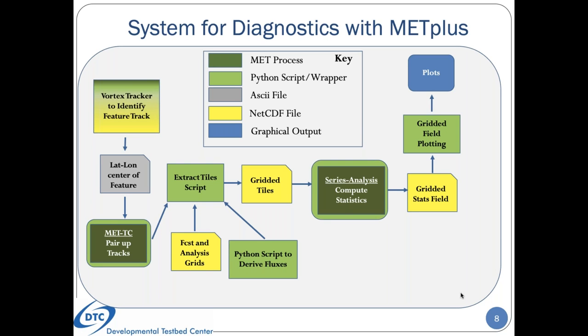So I want to take a moment to go through this flowchart and go over what's going on here. This is how the use case is set up and how it flows. First we have a vortex tracker to identify the feature of interest. You can also use pre-existing tracks, like those from the ATCF, which I'll be doing in this use case. Once you have your track data, which must include latitude and longitude coordinates for the center of your feature of interest, that is passed to the TC pairs tool, which generates matched tropical cyclone data. Then that's passed to the TC stat tool, which filters the track data from TC pairs. In the case I'm going to show, it's filtered by initialization time.